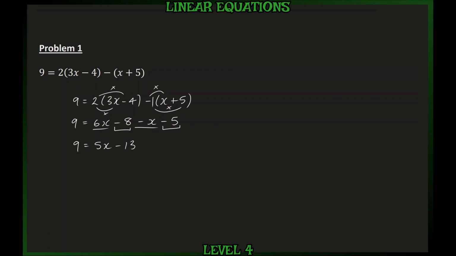Now going back to the right, we'd like to remove the minus 13. So we use its inverse, which is plus 13, and do exactly the same on the left. 9 plus 13 is 22, and on the right, the minus 13 and the plus 13 cancel out, so we're left with 5x. To finish off, we need to remove the times 5 from in front of the x, so we divide both sides by 5, and on the left, this gives us 22 over 5, and on the right, the times 5 and the divide by 5 cancel out, leaving us just with x. So x is equal to 22 over 5 is our final answer to problem 1.